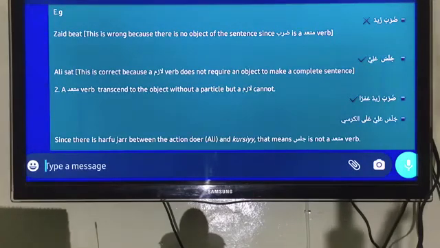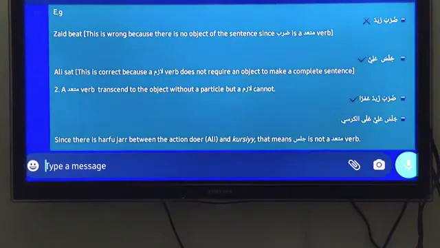So for example, Daraba Zaidun Amron. You can see we have the fi'l, that is the muta'addi. Then Zaid, that is the action doer. Amron, directly, it is taking nasbu. We can't see any harf in between them. So that means Daraba is a muta'addi verb. I hope you get. Daraba is a muta'addi because we didn't see any harf between the fa'il and the maf'ul bihi.